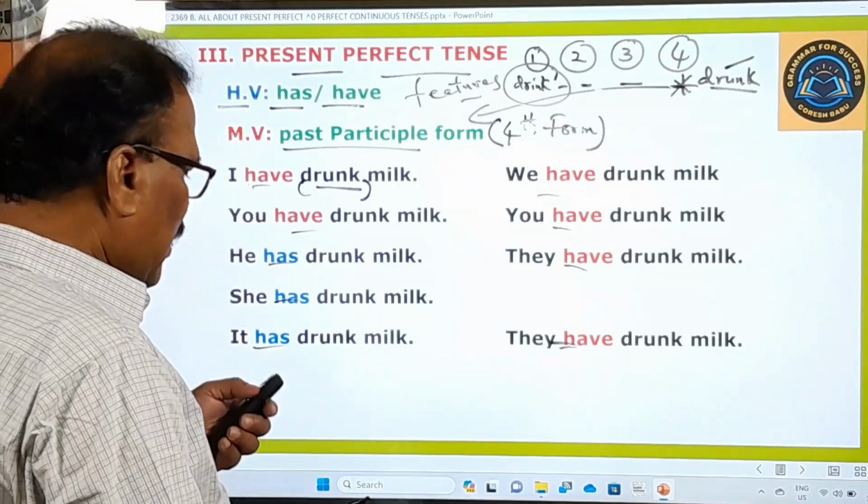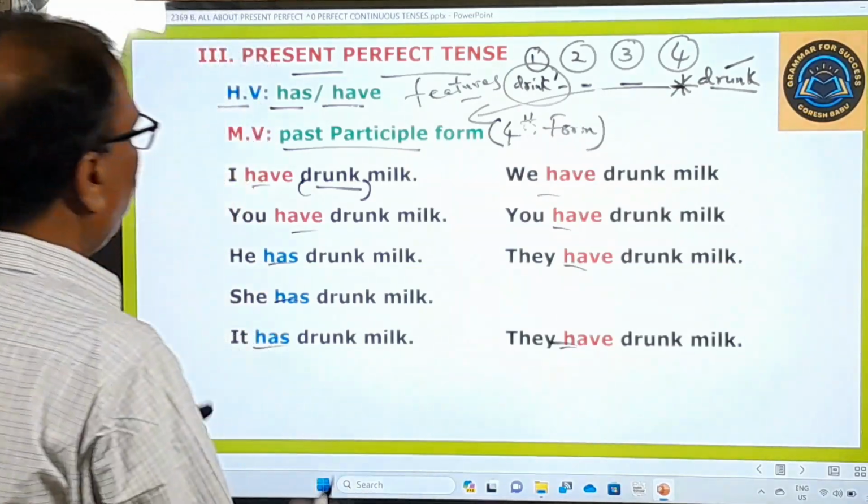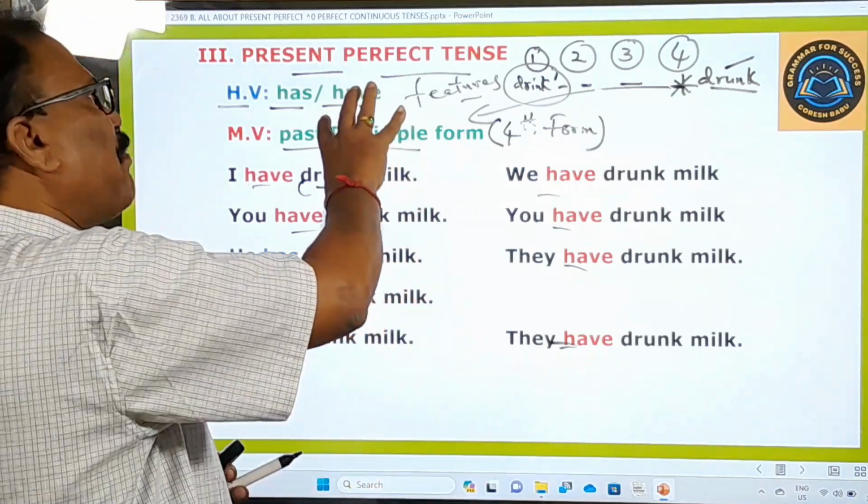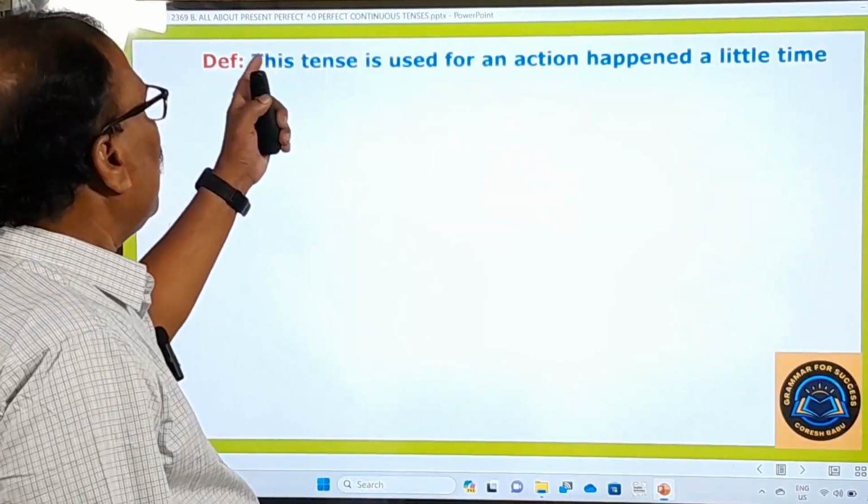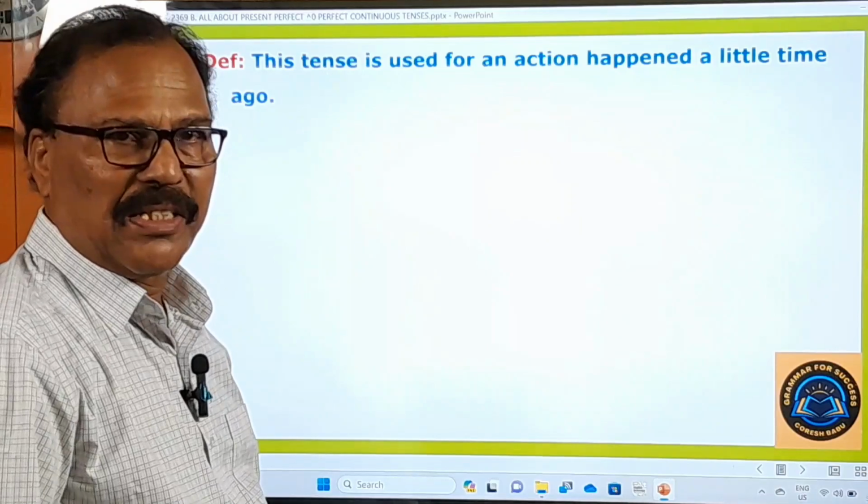And now let us go to see the definition. Definition means the use of this present perfect tense. This is the definition of present perfect tense. What is that?